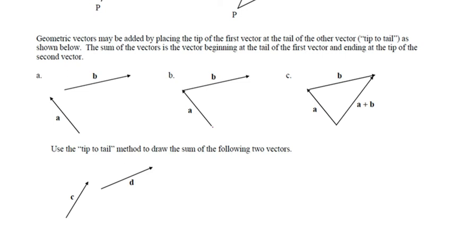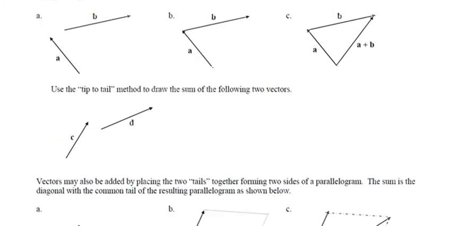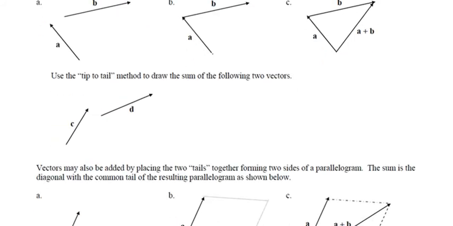Use the tip-to-tail method to draw the sum of the following two vectors. Now, you can do either one, right? You can move D onto C, but that'll get kind of messy because we'll be drawing on top of the drawing. So I'm going to take C, shift it down and over, keeping it C.